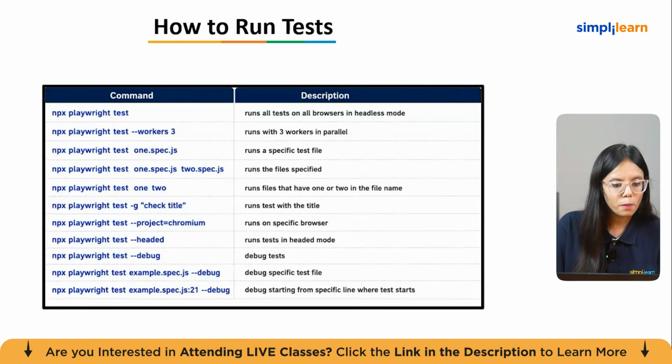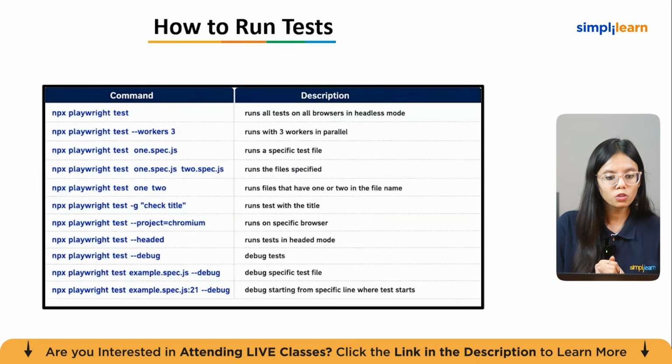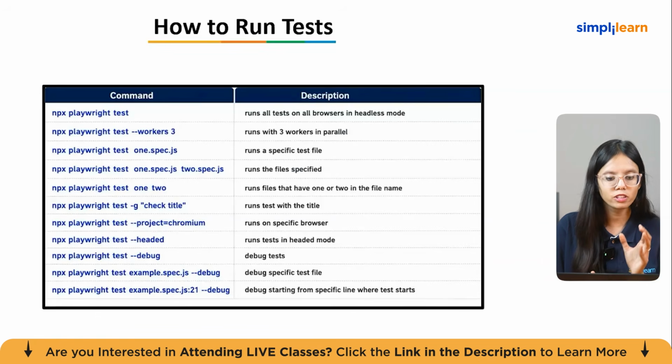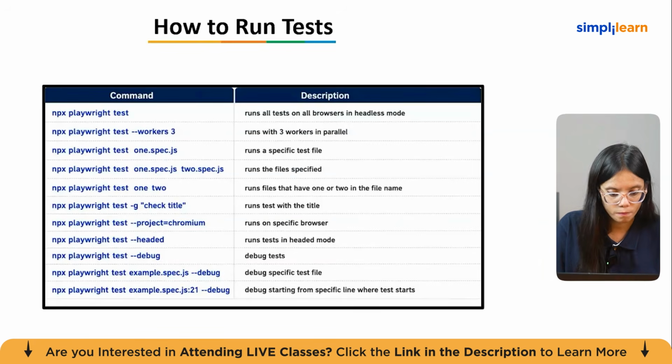The next command is npx playwright test -g. If you give any title here, it will run the test with that specific title only. Next is npx playwright test --project=chromium. We have studied three web browsers, right? But this particular command will run on the specific browser only. Like we are running different tests, it will run that test on the particular browser.